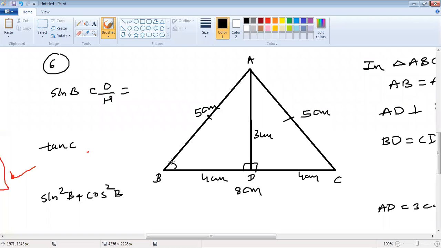So sin B is opposite upon hypotenuse. So this is angle B, isn't it? So its opposite is 3. And how much is the hypotenuse? 5. It's that easy and we are done. Isn't it simple? Very simple. Anyone can do it very easily.